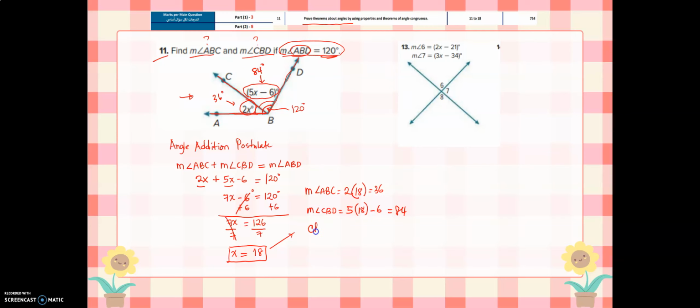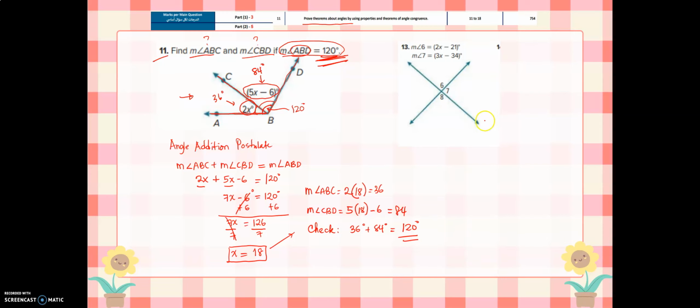Now let us make some calculation to check whether our answer is correct. It should be 36 degrees plus 84 degrees. Let me just calculate it. So this becomes 120 degrees. So you see, the sum of the measure of angle ABC and angle CBD is equal to 120 degrees. So this is how you are going to solve question number 11.